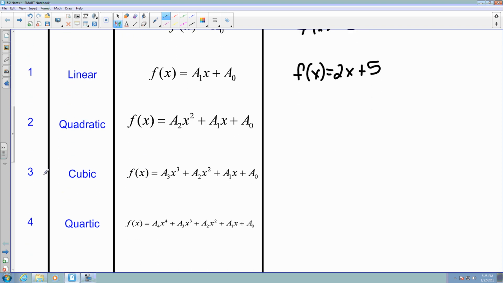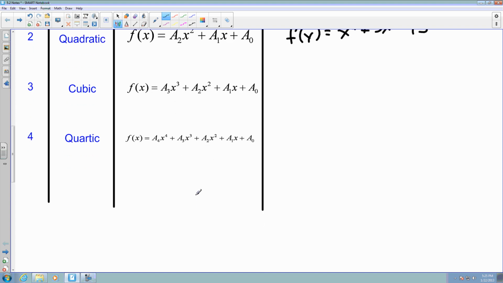We have quadratics, which is where our largest exponent is a square, and then you can write it as f of x equals x squared plus 5x minus 13, something to that extent, and it keeps going on and on.